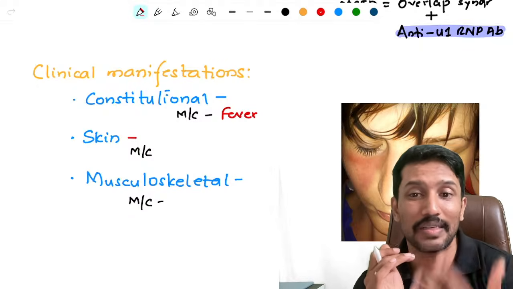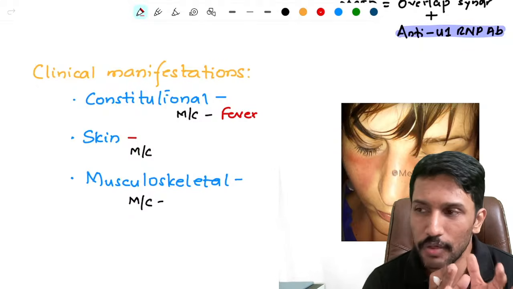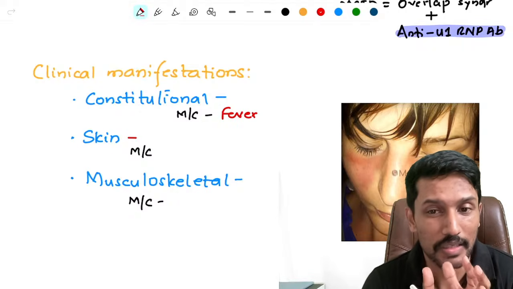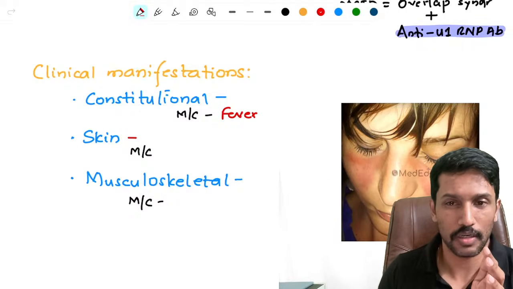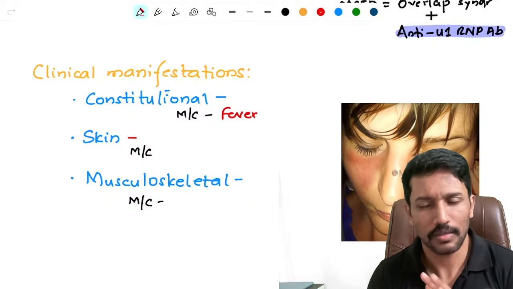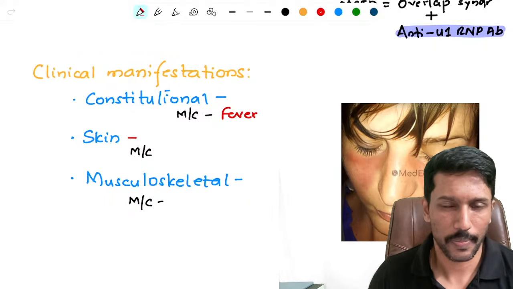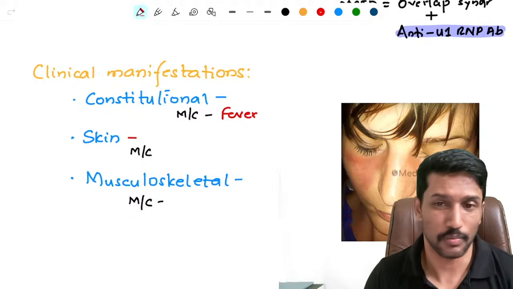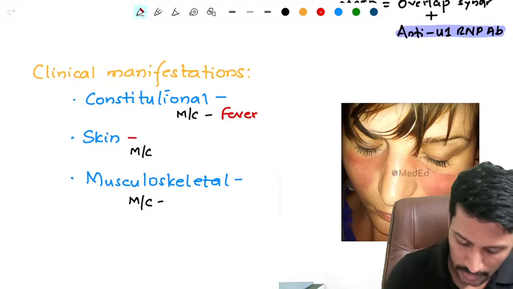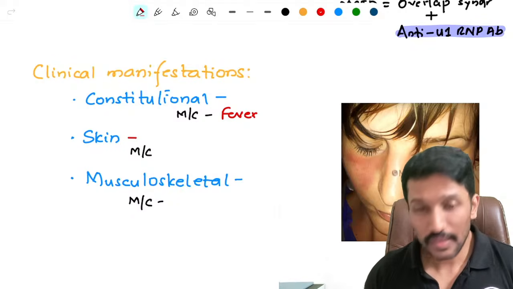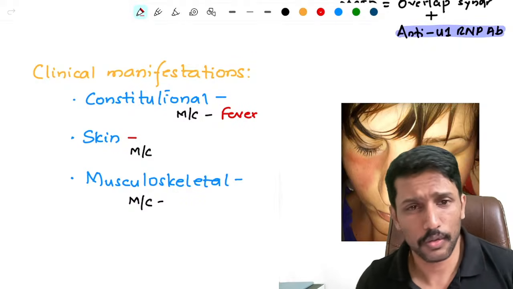So sometimes they can present with fever, and if fever is the only symptom initially, and you don't have any other organ involvement, you will be literally lost finding the cause. So fever is a constitutional symptom, the most common one. Apart from that, they can have generalized fatigue, malaise, and all, and you can write that.